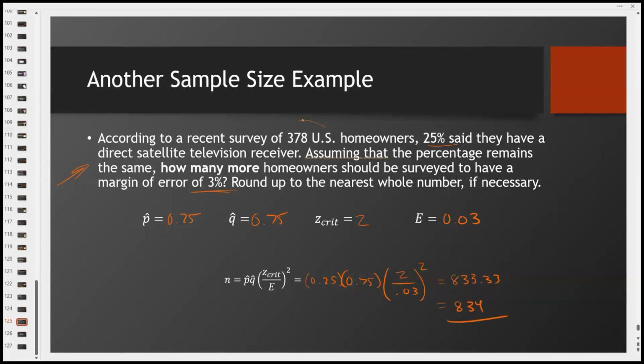Okay, they already surveyed 378. How many more is what it asks. So then you just do 834 minus 378. How many more people do we have to talk to? We need to survey 456 more. And then the margin of error will drop below 3%.